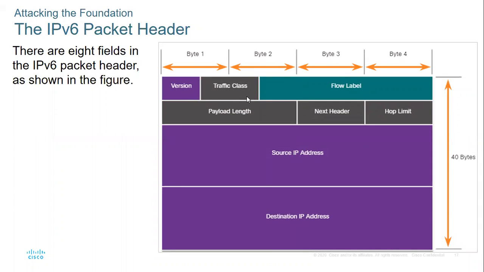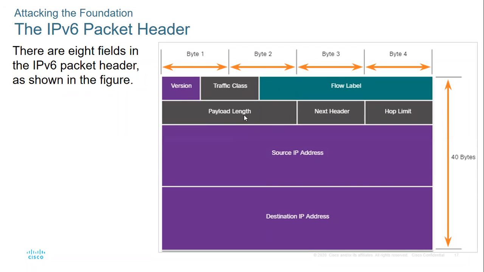The DS was replaced with the traffic class. So this is for prioritizing the traffic. And then we have the flow label. So this is a new feature. You know, a flow is a situation where we have traffic moving from the source going to a particular destination. So if we have got the flow label, we want a situation where the traffic in the flow has to be treated in a particular way.